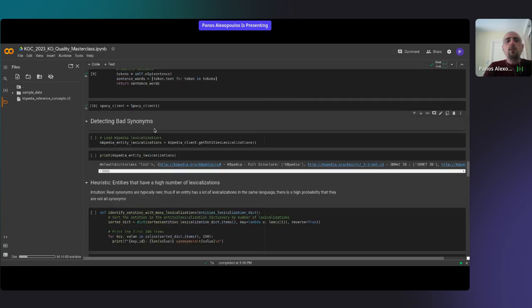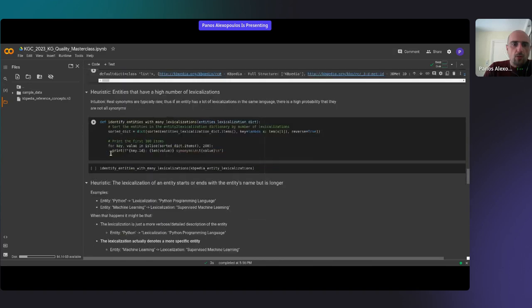And now we move on to start doing some detection. I'm going to load the entity lexicalization dictionary of Wikipedia using the method that I showed earlier. And now I'm going to move to heuristics.